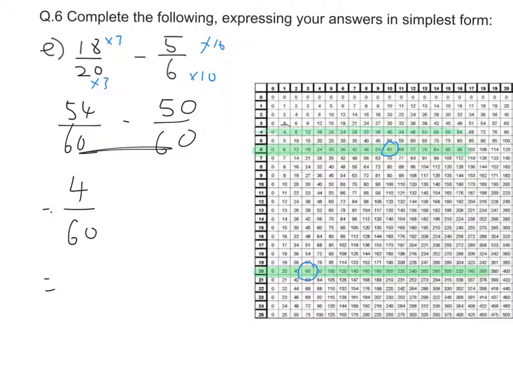So I circle both. Now this is the highest common factor, so I'm going to use the number 4 for both numbers. So I'm going to divide the top one and the bottom one by the same number, and I will get 4 divided by 4 equals 1, and 60 divided by 4 equals 15. So your final answer should be 1 over 15.